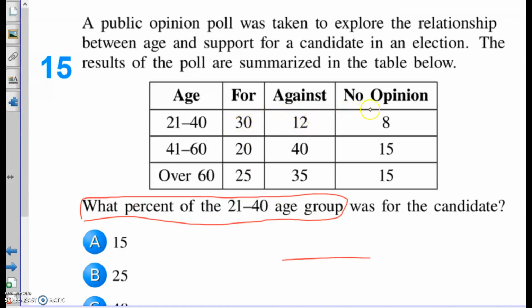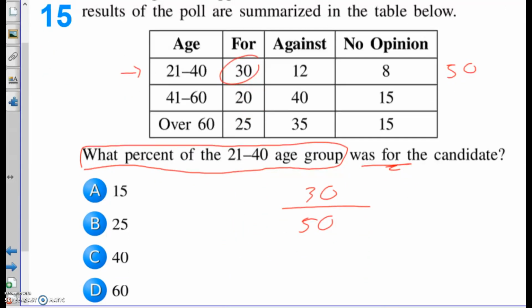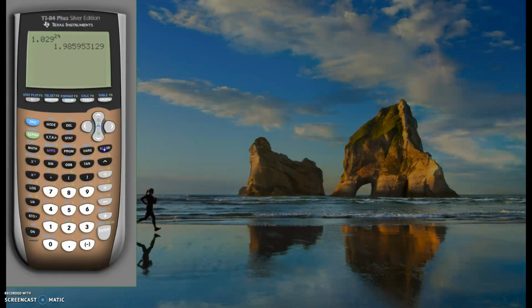30 plus 12 is 42, plus 8 is 50. So there's a total of 50 in this age group. Out of those 50 people, how many were for the candidate? 30 out of 50. And what percent is that? Well, the way we get percentage from a fraction is you simply type in the top divided by the bottom.